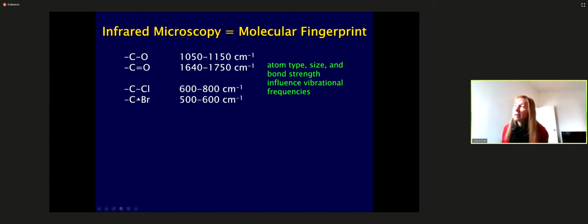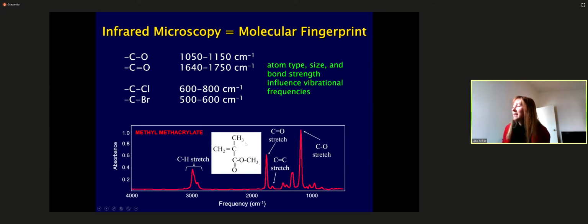The same thing is true if you change the atom size. A chlorine is smaller than a bromine, so this carbon-chlorine bond is going to vibrate faster than a carbon-bromine bond. And so you're going to get a different vibrational frequency in the infrared for those as well. So you can tell carbon-chlorine different from carbon-bromine using infrared spectroscopy.